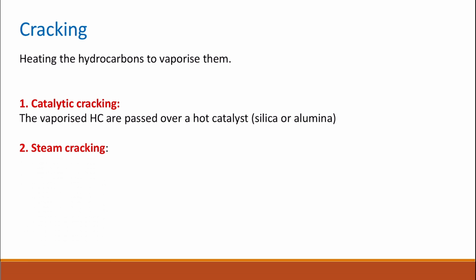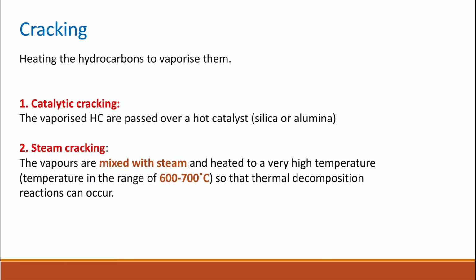The second process is called steam cracking. In steam cracking, the vapors that have been produced after heating the hydrocarbons are mixed with steam, and then they are heated to a very high temperature, which can reach a range of 600 to 700 degrees. So the thermal decomposition then will start. So the first one is a catalytic decomposition, the second one is thermal decomposition, and by thermal decomposition also the longer chain hydrocarbons will break down to give the shorter chain ones.